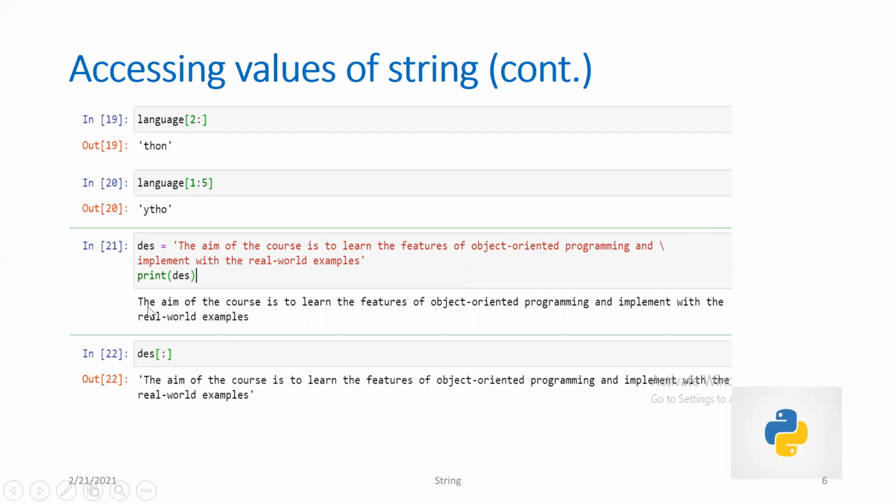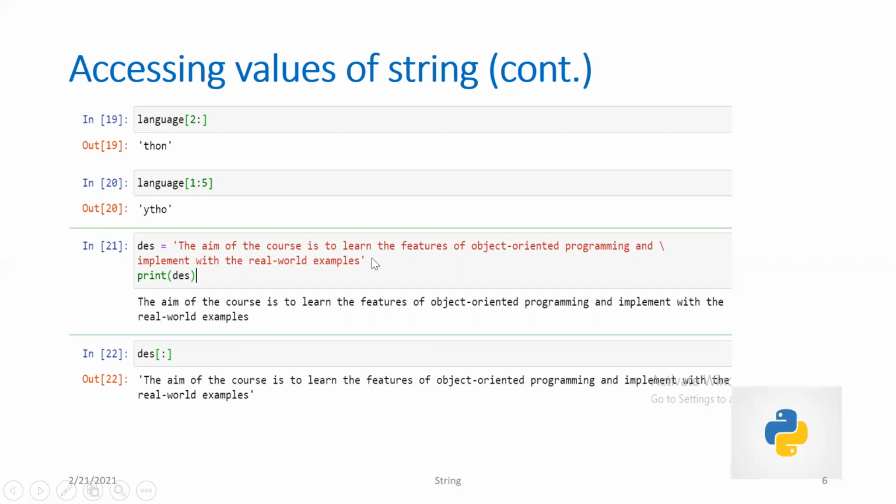It is showing me that the aim of the course is to learn the features of object-oriented programming and implement with the real world. It is not considering this slash in the output, but the interpreter interprets this backslash as a break of my lines. It is taking a break of my lines, but it is not printing it as a new line in the output, it only considers that I want to break the line and start from the new line.